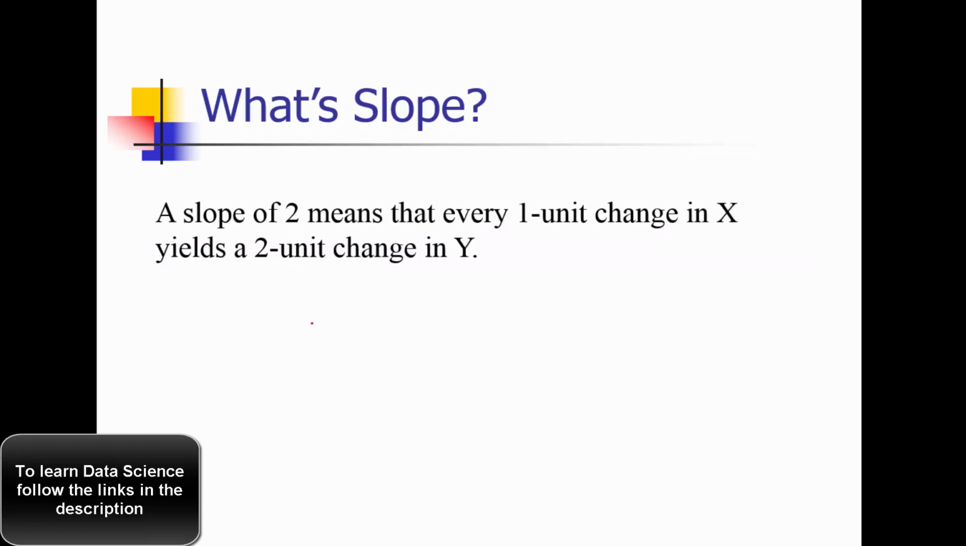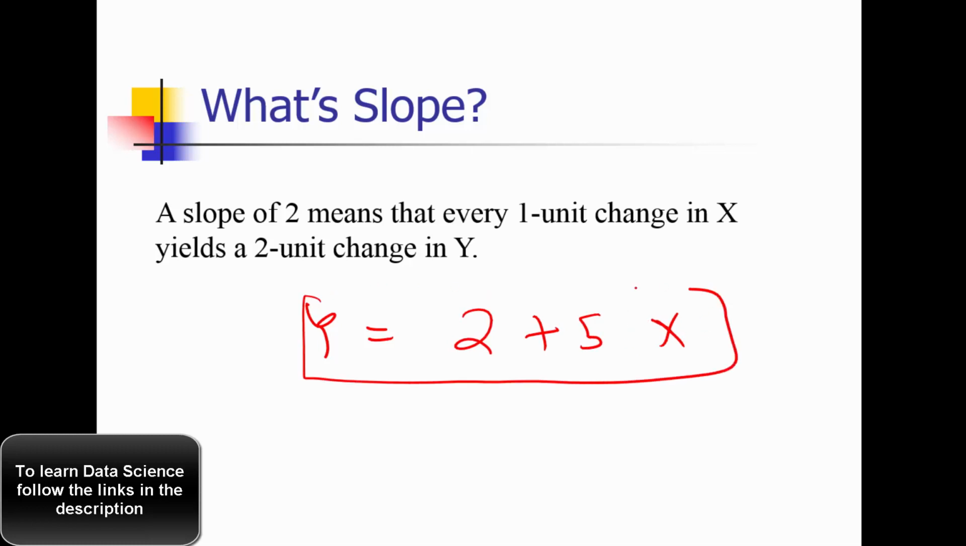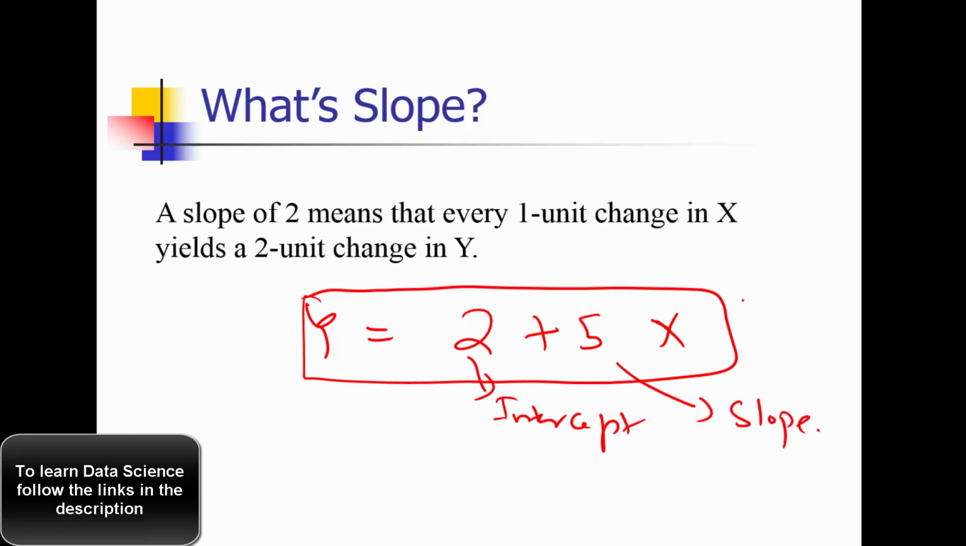All right. Say for instance we have found that the regression line is 2 plus 5x. Let's assume that this is the regression line. Here this is the intercept and this is the slope. So if x goes up by 1 unit, what will happen to y?